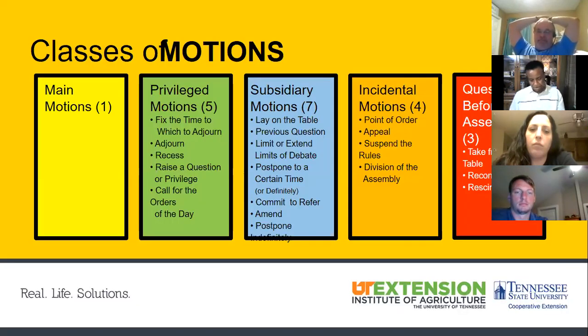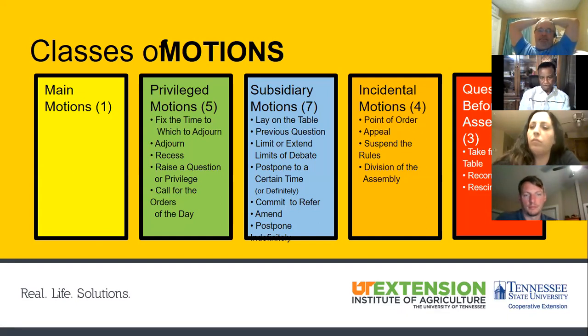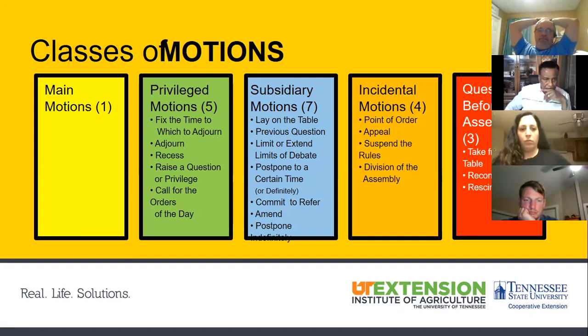All right. So here are our classes of motions. Let's look at the privileged motion section. There are 5 privileged motions, and these are ranked from top to bottom. The fix the time to which to adjourn. Then we have a motion called adjourn. I'm sure you're all familiar with that one. Recess, raise a question of privilege, and call for the orders of the day.